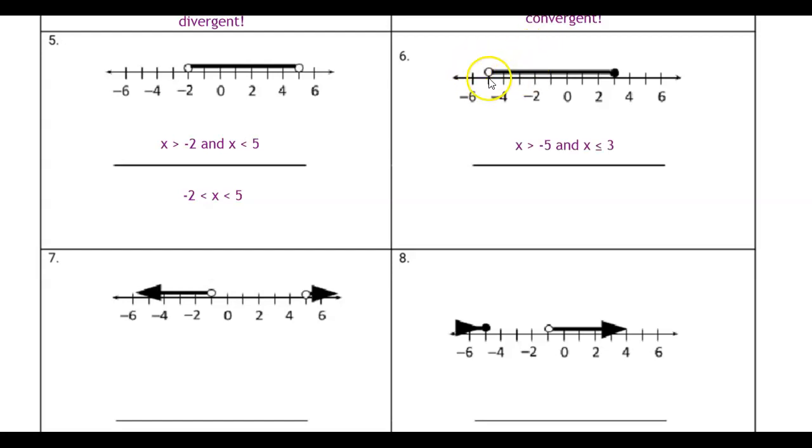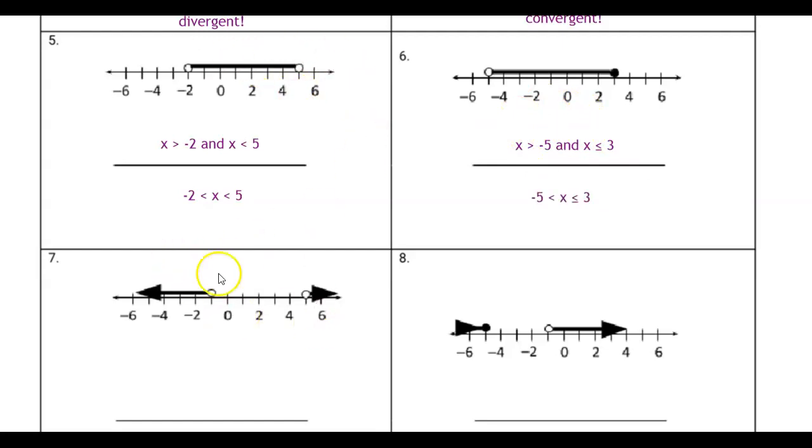Yet again, I'm identifying the two numbers. Here's -5, open circle, so no equals. Here's 3, closed circle, so equals. Shade down from 3, so less. Shade up from 5, so greater. And we can make this into a compound inequality like this.